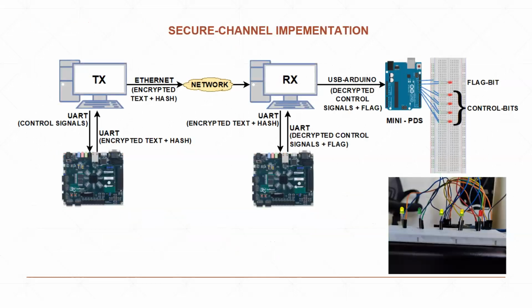This figure shows the complete implementation of the secure channel using the 2-way FPGA boards. The logic explained in the previous 2 slides is implemented on the FPGAs at the corresponding ends to secure the channel between TX and RX. The message received from the Ethernet network at RX will not be allowed until it is checked if it is valid or not.